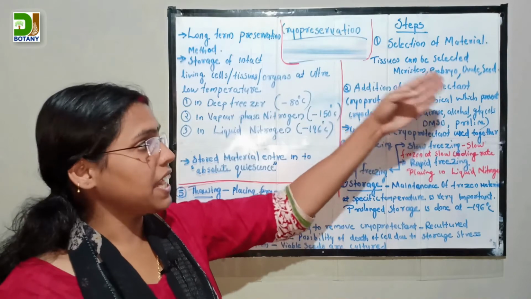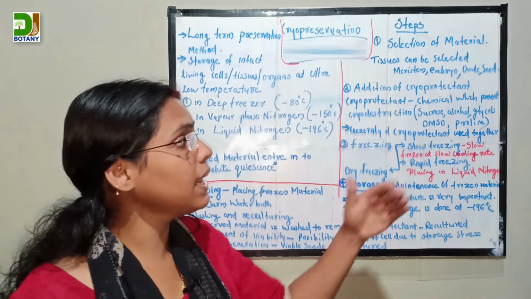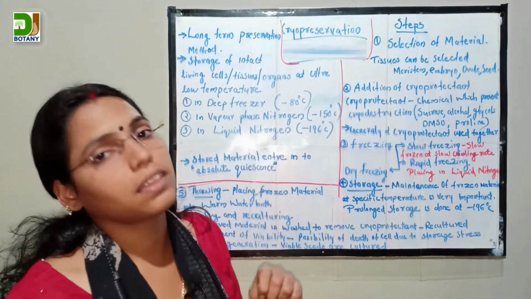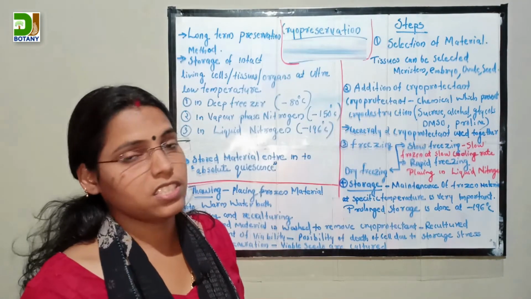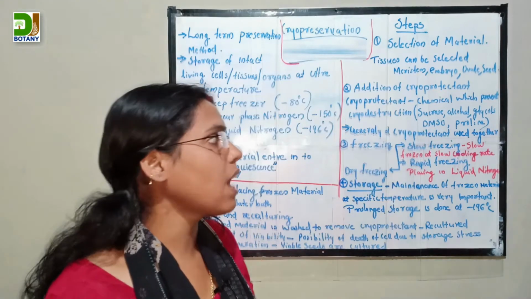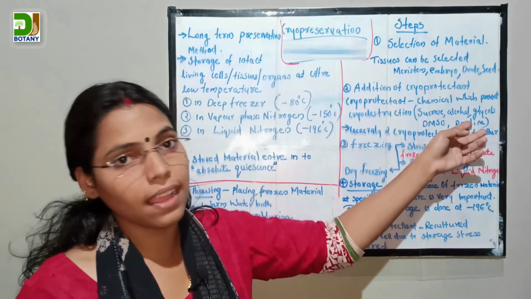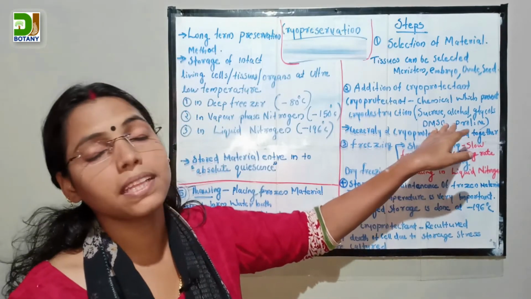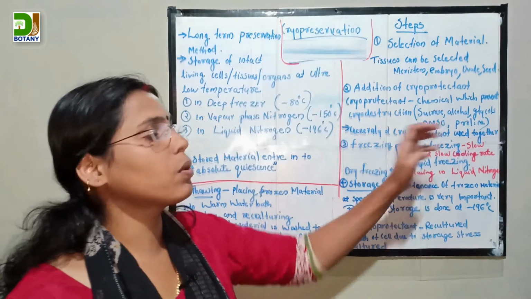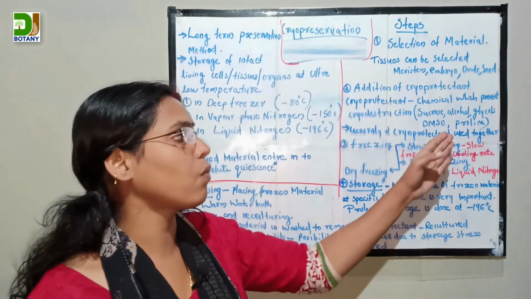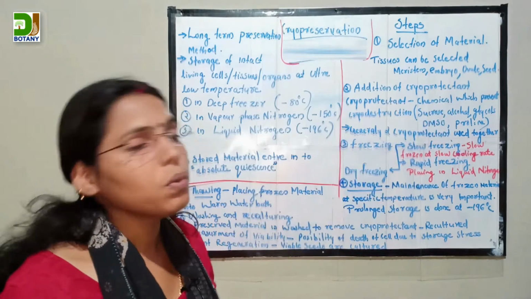More dense materials are mainly selected for cryopreservation. The second step is the addition of cryoprotectant. Cryoprotectants are chemical substances mainly used to protect the cryopreservation material from cryo destruction. Mainly used cryoprotectants are sucrose, alcohol, glycol, DMSO and some amino acids like proline. DMSO means dimethyl sulfoxide. Generally two cryoprotectants are used together, which gives a more effective protection against cryo destruction.